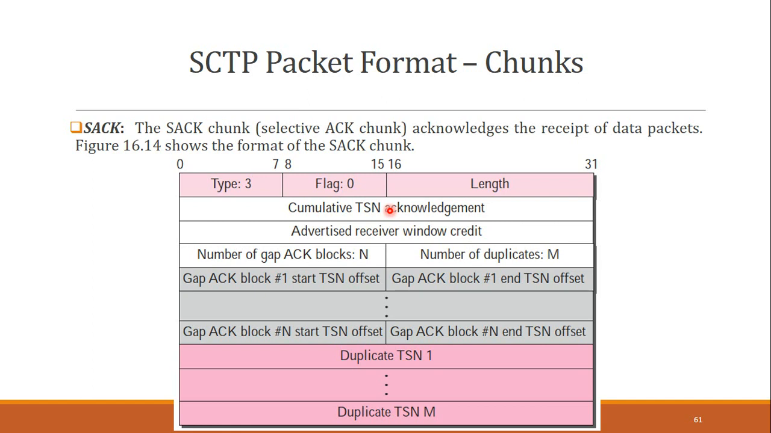Then we have gap acknowledgement block start offset. For each gap block, this 16-bit field gives the starting TSN relative to the cumulative TSN. Gap acknowledgement block end offset. For each gap block, this 16-bit field gives the ending TSN relative to the cumulative TSN. Then we have the duplicate TSN. For each duplicate chunk, this 32-bit field gives the TSN of the duplicate chunk.